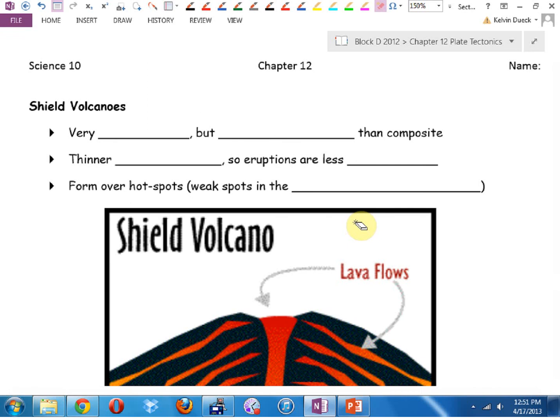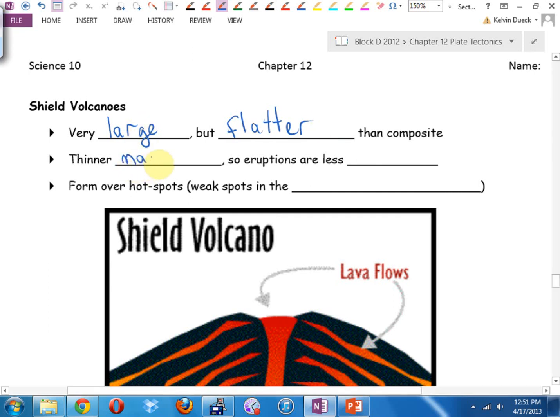So turn the page. Shield volcanoes tend to be very large, but flatter than composite. In fact, they look an awful lot like a round warrior's shield laid flat on the ground. That's why they're called shield volcanoes. If you see the old roundish Viking shields, they look an awful lot like that.